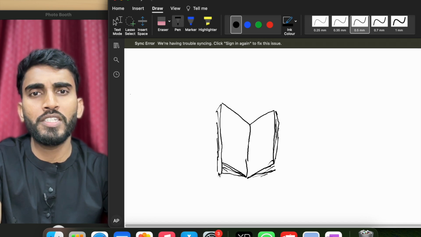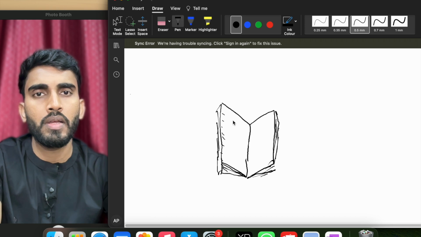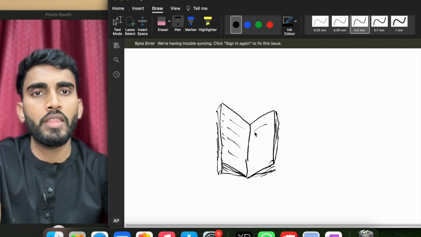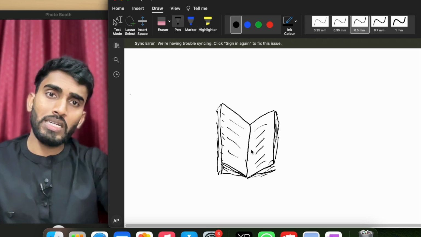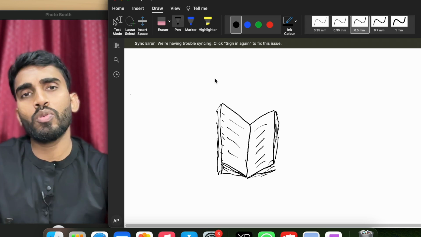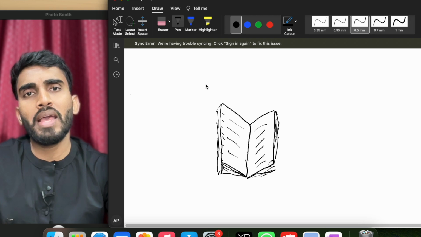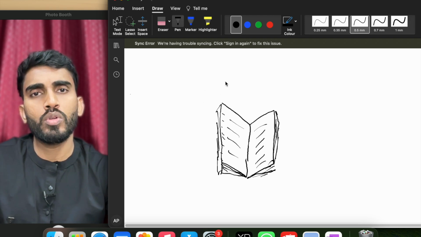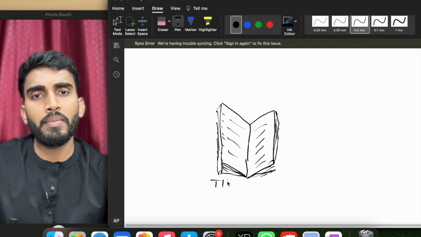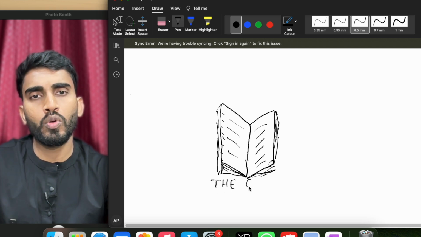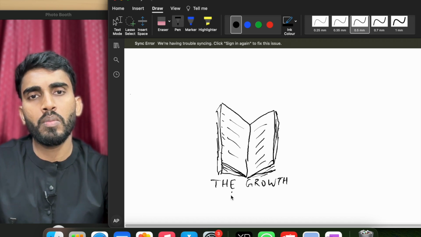You can use pencil to draw this. Okay, so here my book is ready. Now we have to also think about a name for the library. So we can give the name as the growth point. So we will give the name, let's say, the growth point.